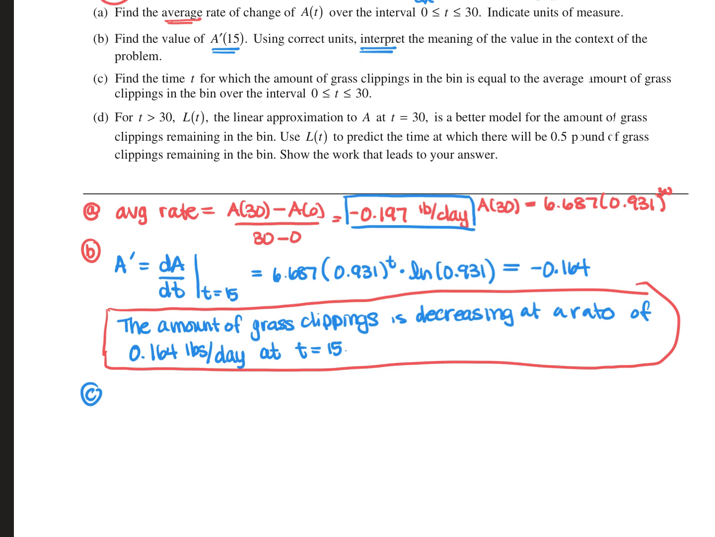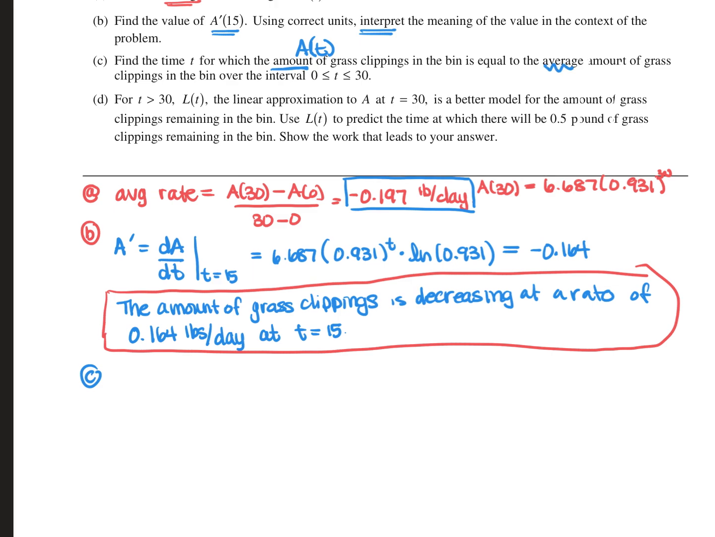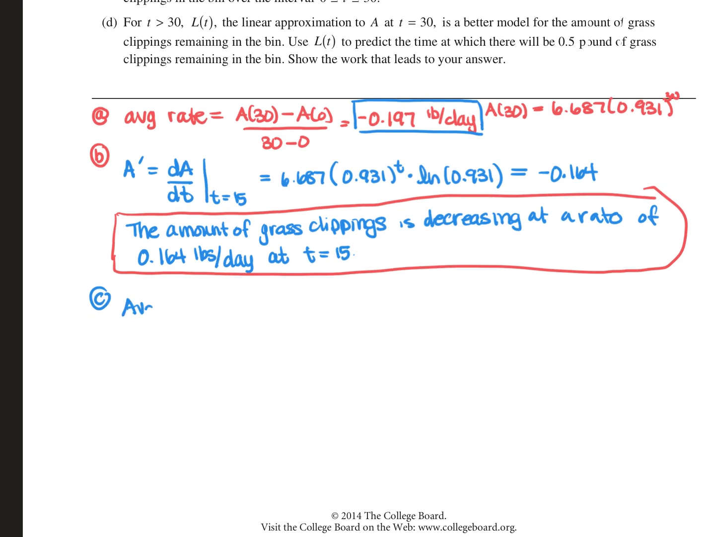Part C says, find the time for which the amount of grass clippings in the bin is equal to the average amount of grass clippings in the bin over the time interval. So we want to know the first time the amount of grass clippings, which is given by A of t, equals the average amount. The average amount is given by the integral from 0 to 30 of the amount divided by the interval length. And that's got to be equal to A of t.